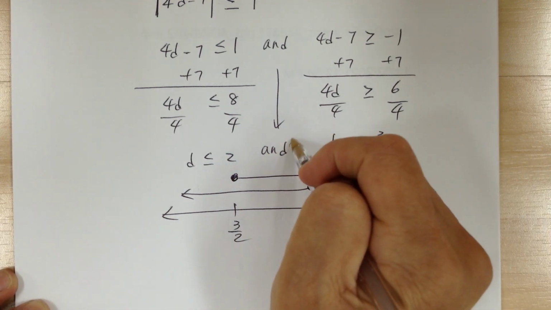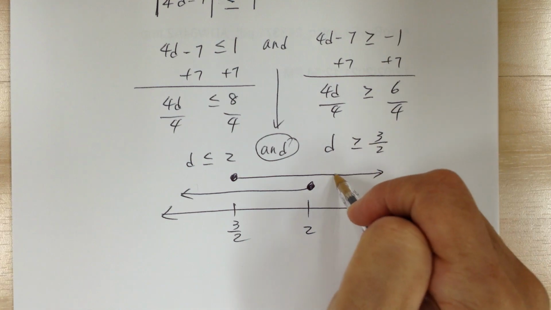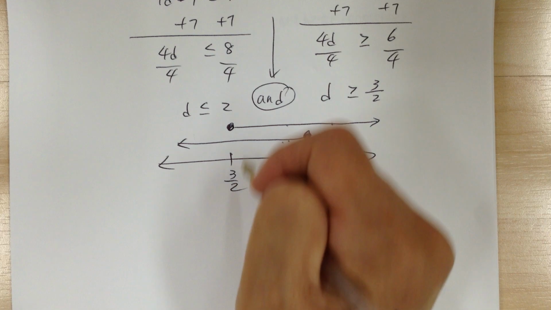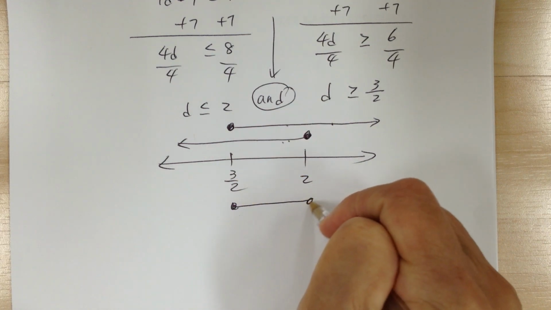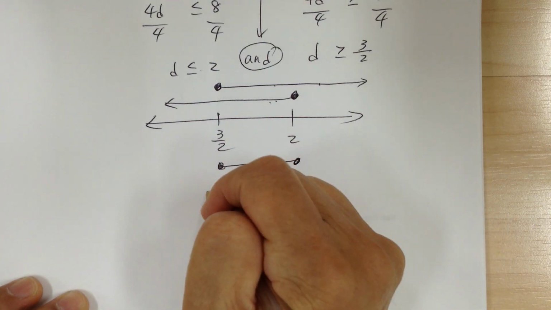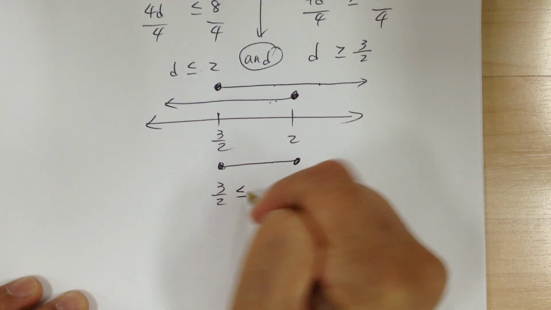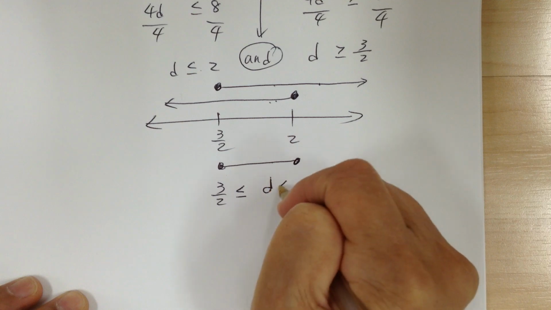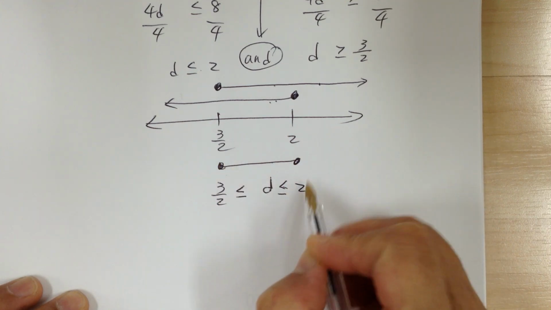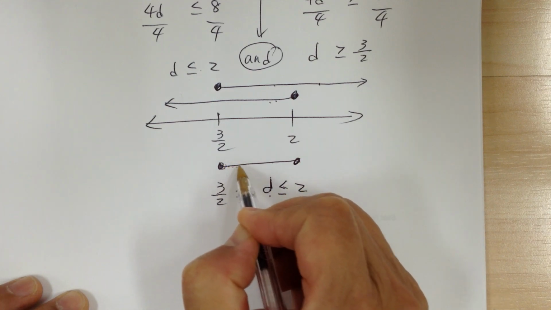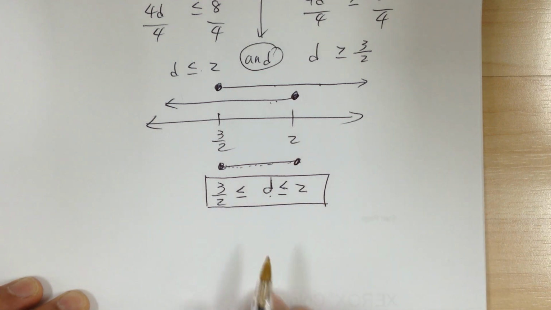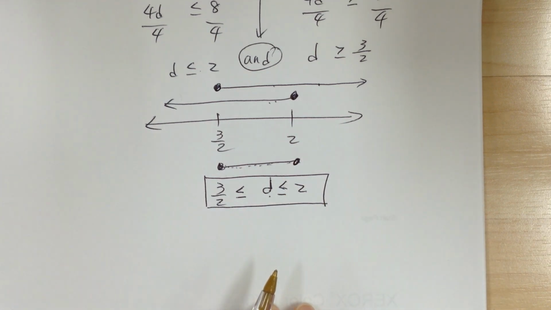Okay? Now you have to apply the word and. So you have to be in here and have to be in here. So the only part that is in here and in here is this middle region right over here. This is the only part that is in both. And so your answer would be 3 over 2 is less than or equal to d less than or equal to 2. Right? Again, this 3 over 2 is this point, 2 is this point. D is all this infinite number of points in between. And that would be the answer for number 23.